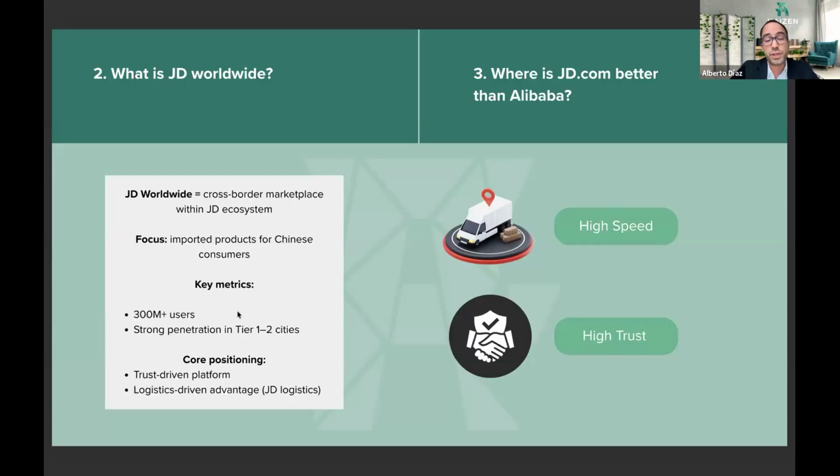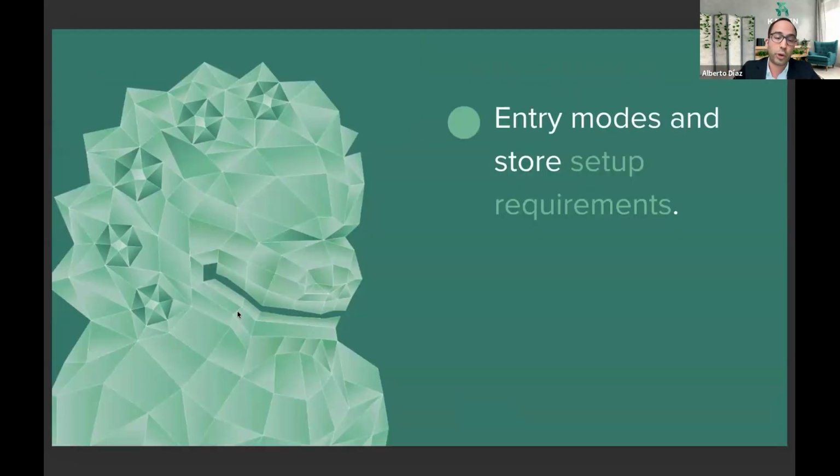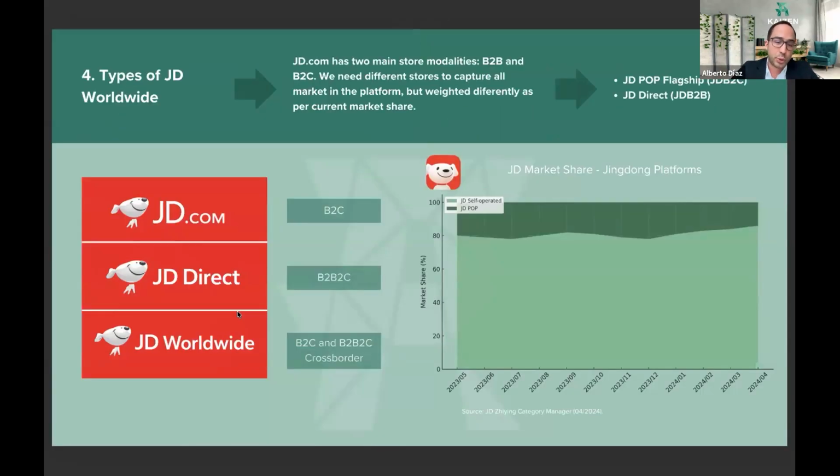It has 300 million users, about a quarter of the Chinese population actively using this channel, especially in tier 1 and 2 cities. Again, these are the most developed cities, typically near the coastline of China, where most of your consumers for imported products will be located.